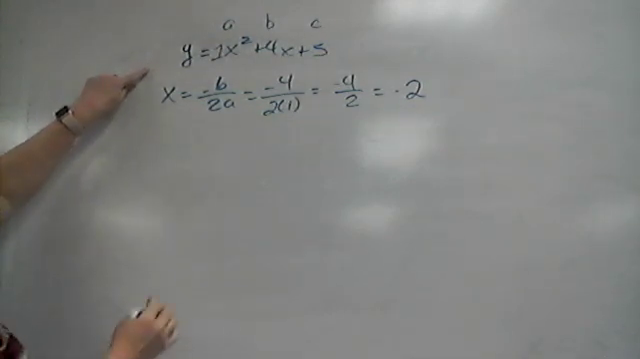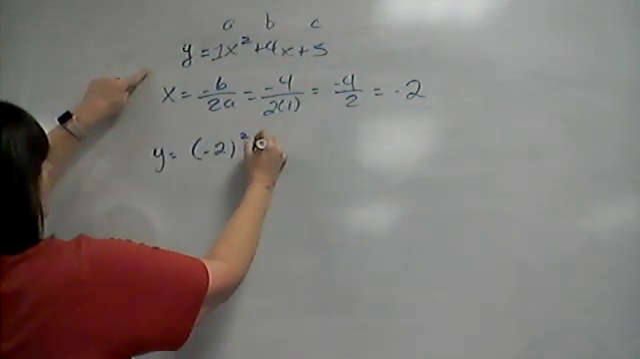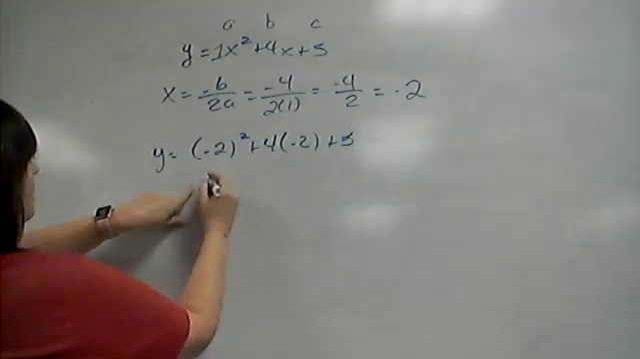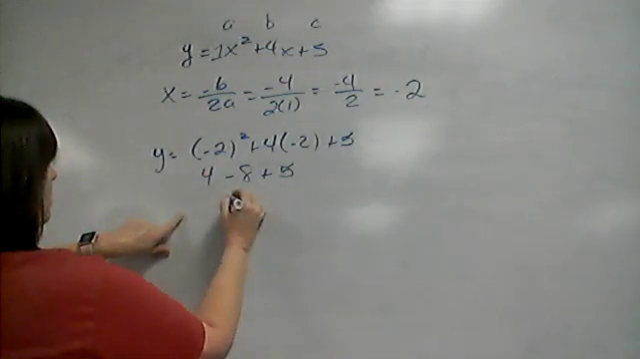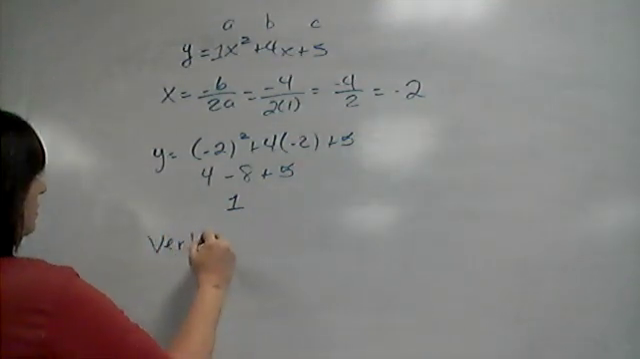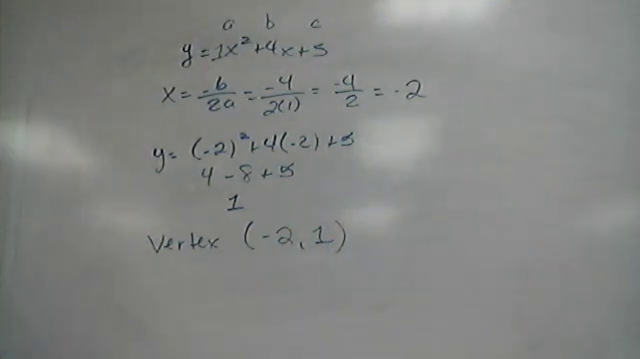Now I'm going to plug that in. So negative 2 squared plus 4 times negative 2 plus 5. So 4 minus 8 plus 5 is going to give me 1. So my vertex is the ordered pair negative 2, 1. All right, so we're going to build a table around negative 2, 1.